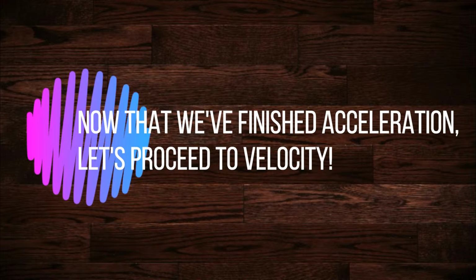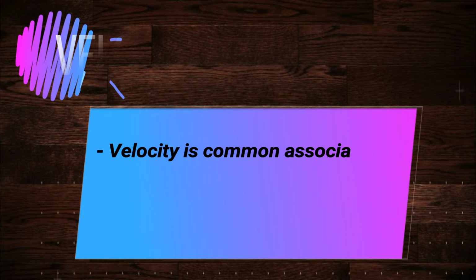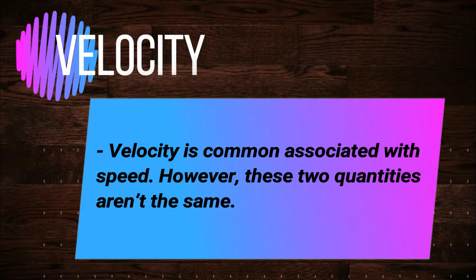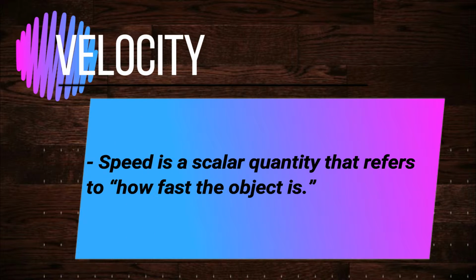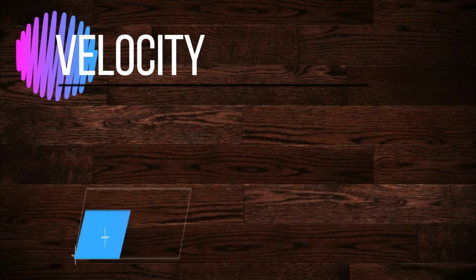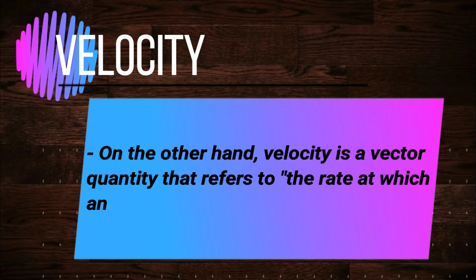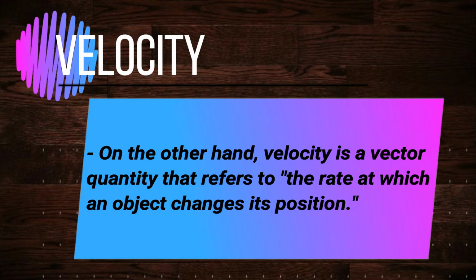Now that we've finished acceleration, let's proceed to velocity. Velocity is commonly associated with speed. However, these two quantities aren't the same. Speed is a scalar quantity that refers to how fast an object is. On the other hand, velocity is a vector quantity that refers to the rate at which an object changes its position.